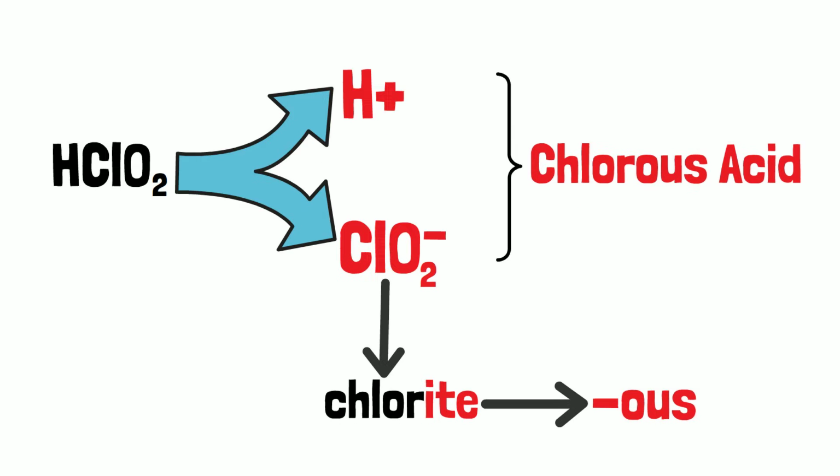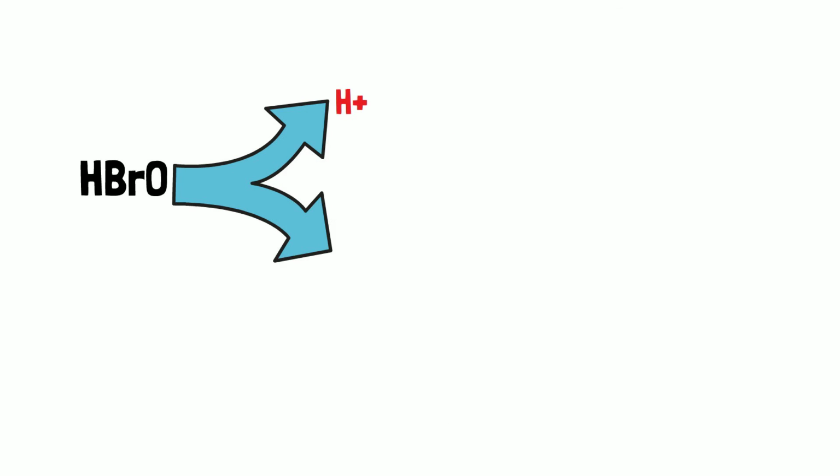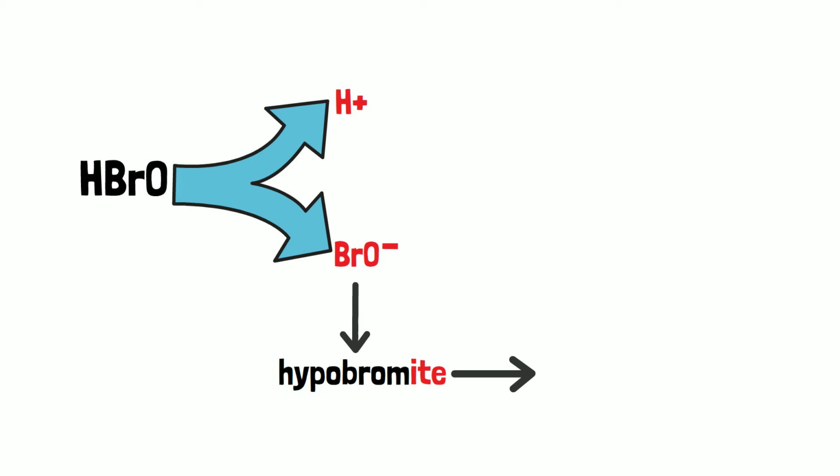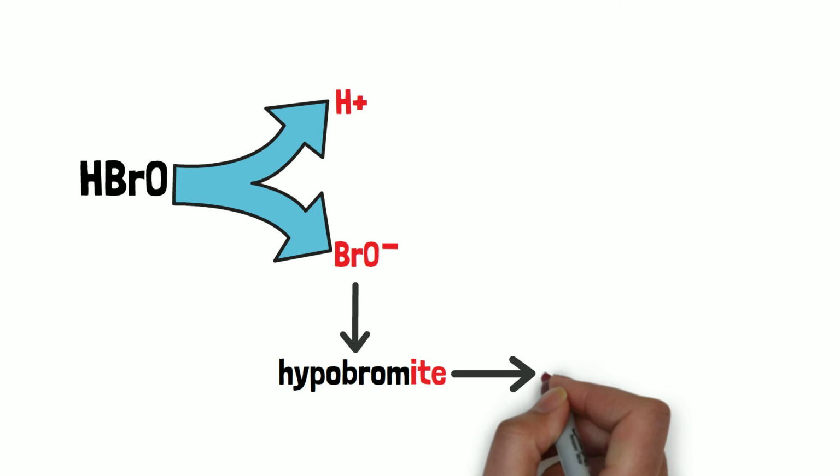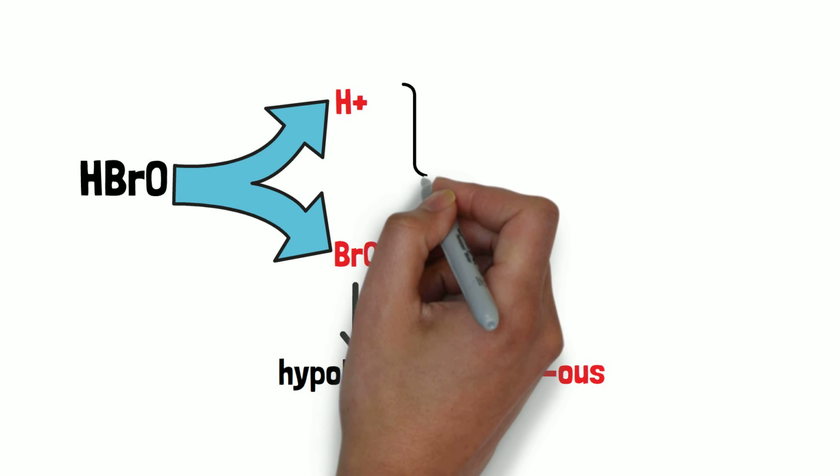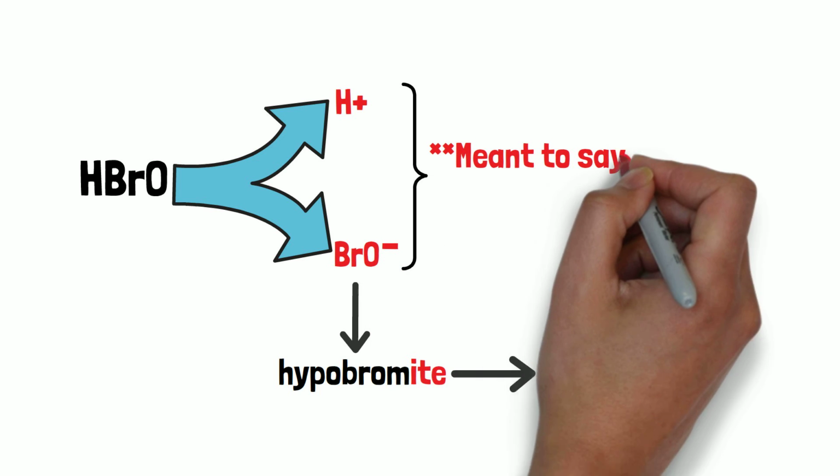Another great example is the compound HBrO. Pause for a moment and consider what you think the name of the acid should be. We know that the name of the polyatomic anion BrO- is hypobromite. I'm going to put a link for the video where we discuss polyatomic compounds. If you need a refresher, you can always check it out. Based on the rules we discussed earlier, we're going to change the ITE to OUS. Therefore, the name of the acid is hypobromous acid.